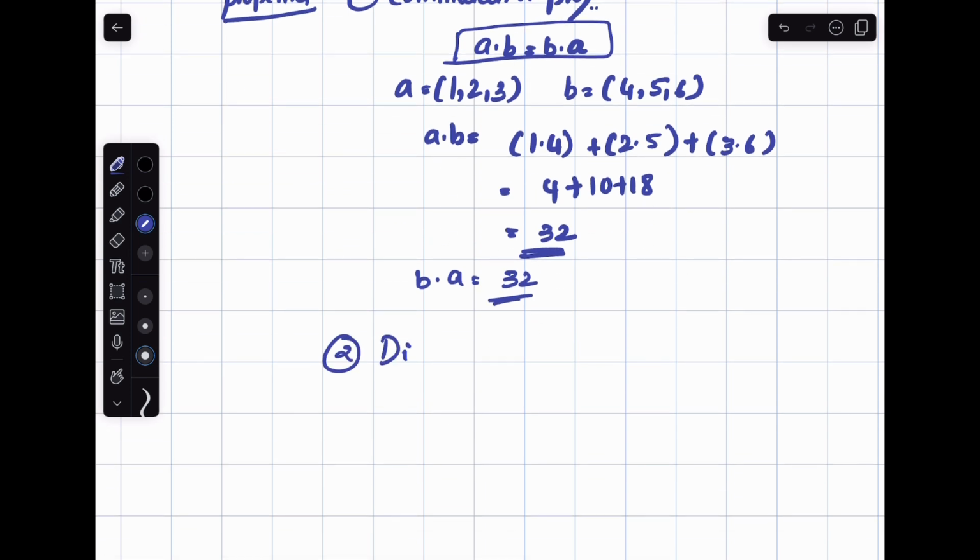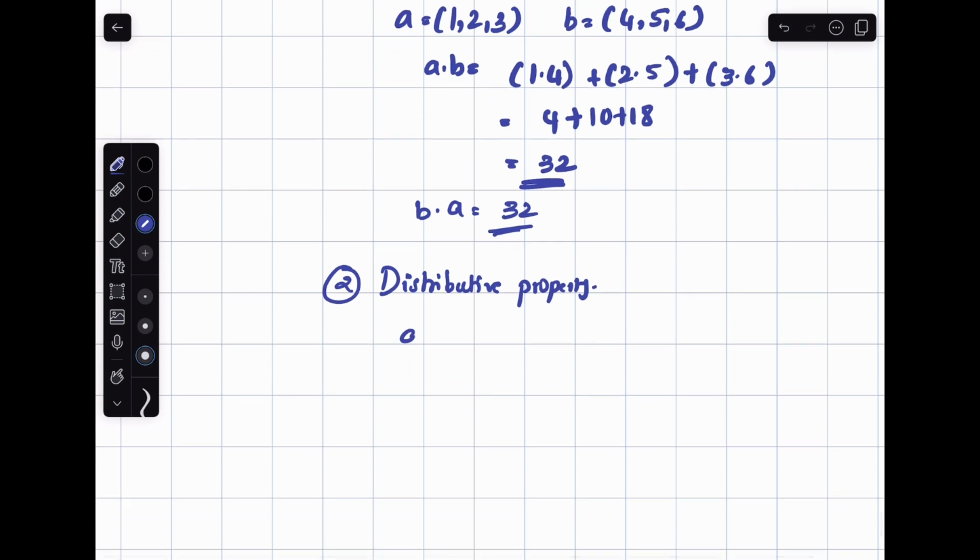The second property is the distributive property. What is the distributive property? It is a · (b + c) = a · b + a · c. One more vector I have to take here, so c is equal to, say, (7, 8, 9). And I know what a and b are.